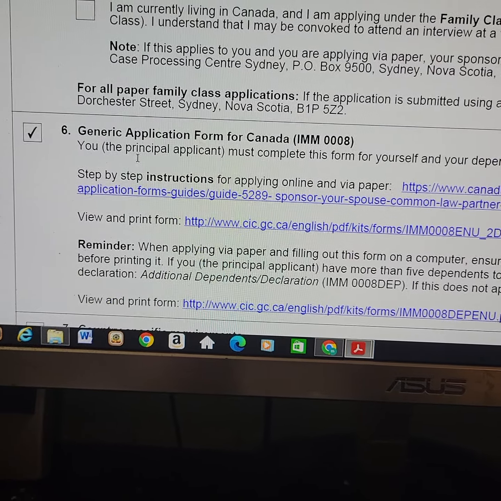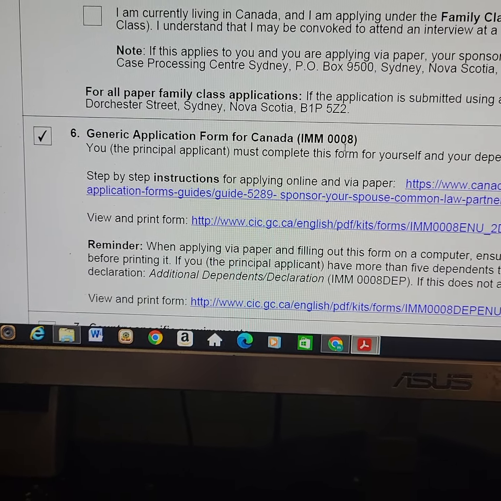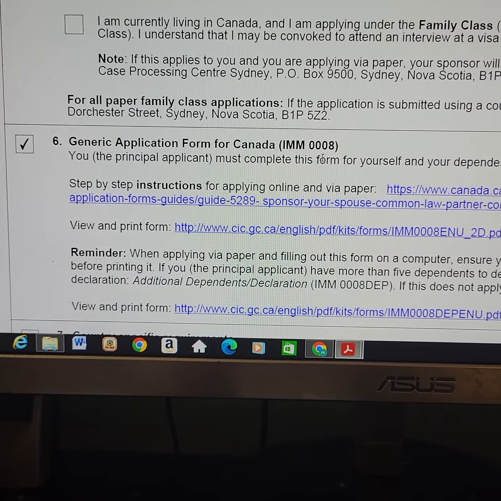Okay, next one will be the generic application form for Canada. This is the most important one for the applicant, 0008.